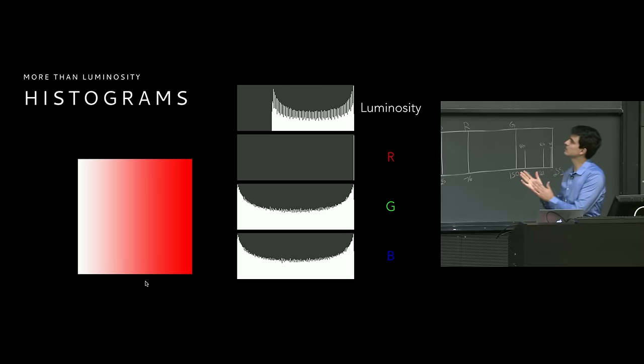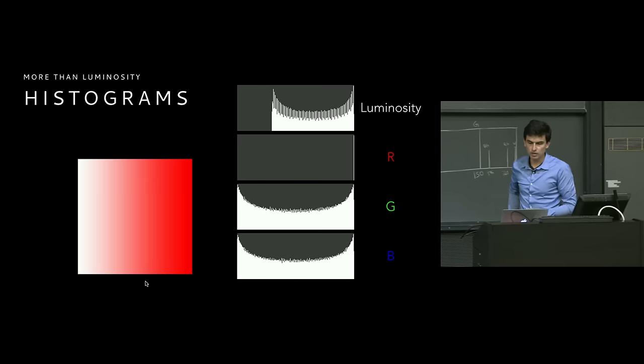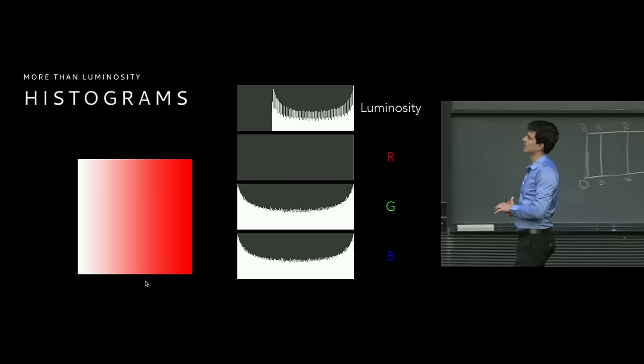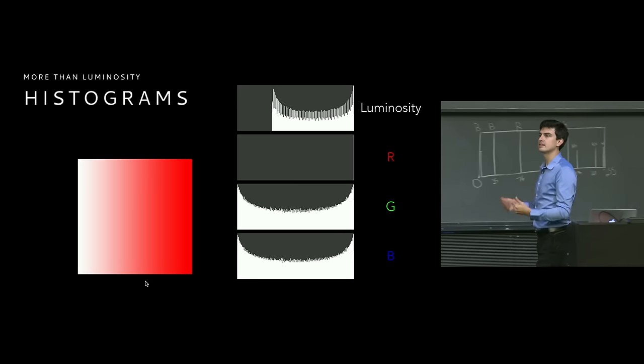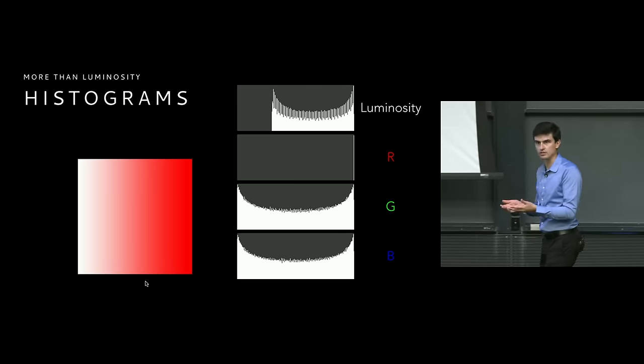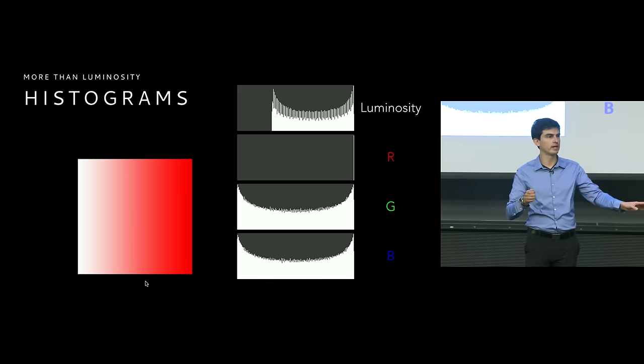Okay, so let's then look at some of the other color channels that make up this image, specifically the red color channel. Depending on your interpretation, it may be a little surprising to see that there is a single spike at the far right end of the red color channel histogram. But again, keep in mind that when we are looking at the histograms of individual color channels, we are looking only at the values in those color channels at every pixel and throwing everything else away.